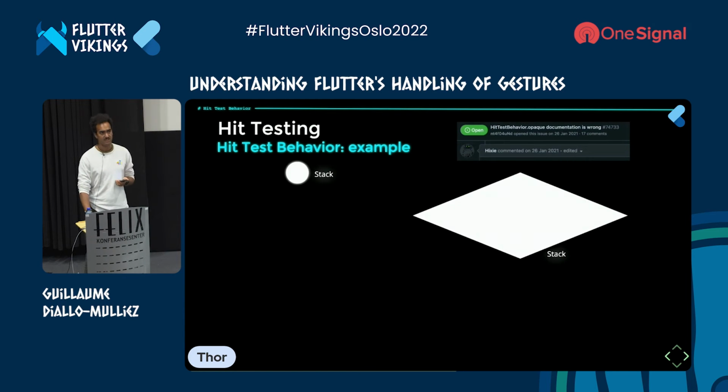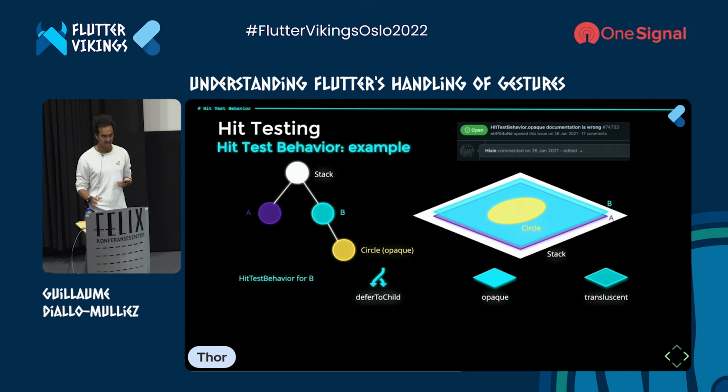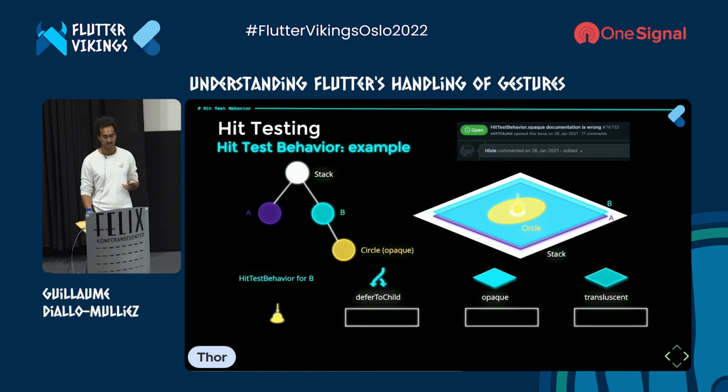Let's assume we have a stack widget, and there's an A widget and B widget as children. And one of those widgets, the B widget, has a circle that has the opaque hit test behavior. Now we're going to focus on the hit test behavior for B and see, depending on this hit test behavior, how things happen when we click here, for example. If we receive a pointer event right in the middle on the circle, what happens?